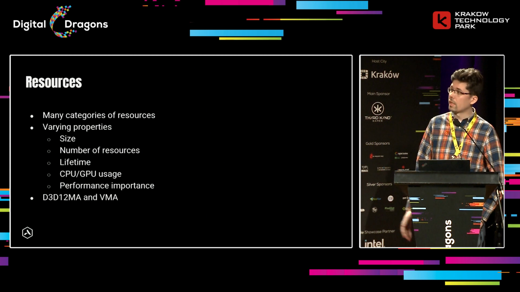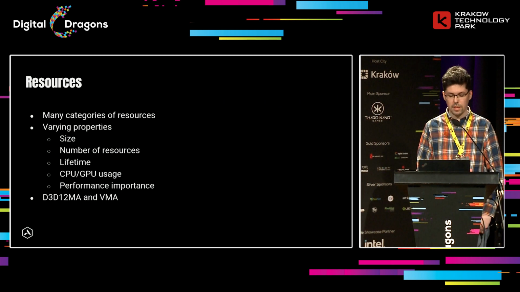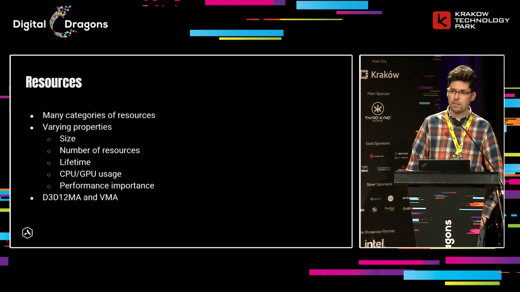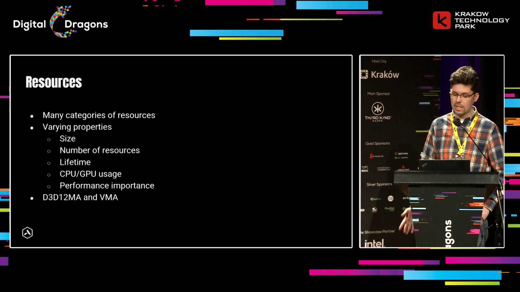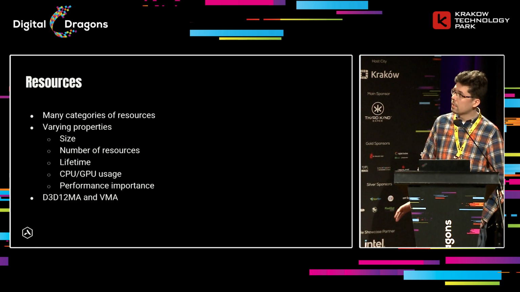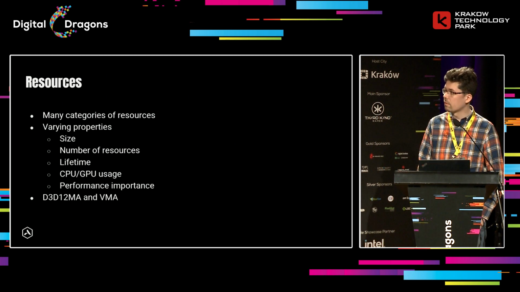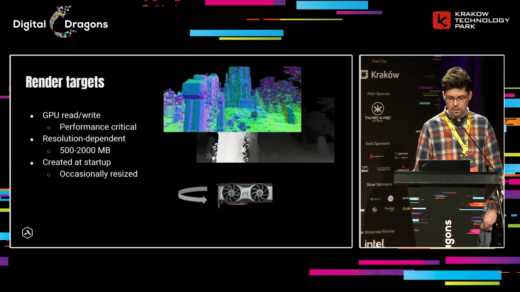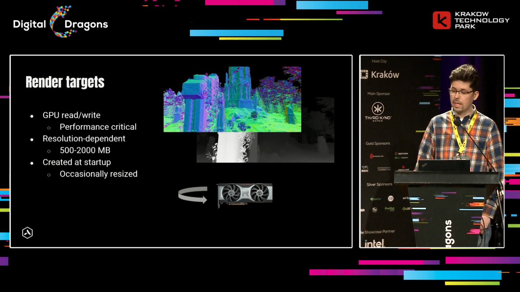You also need to care about, obviously, which hardware is going to produce and consume the resource. If it's going to be the CPU that reads and writes it, or the GPU that reads and writes it. And that, in turn, determines the performance importance, which determines how critical it is that you get the resource into the right heap. And on the Apex engine, we use the D3D12 Memory Allocator and the Vulkan Memory Allocator for memory management. So let's take a look at some of the different resources that we have in the engine.